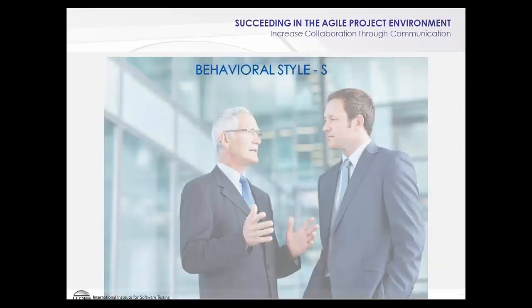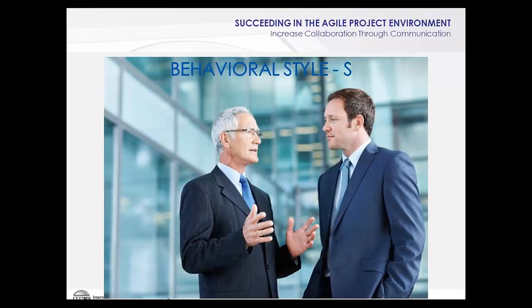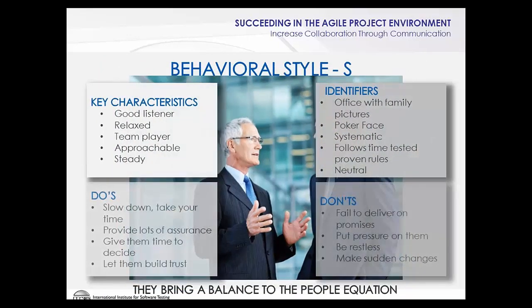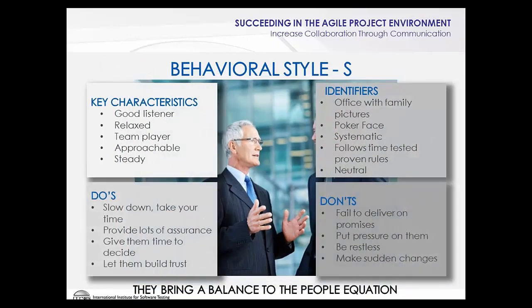So let's talk about the S style. S is for steady relator, and it represents 32% of the population. The S and the I's represent the majority of the population at 65%, something like that. These are both relationship-based styles. Relationships are very important to both the S and the I. So the S style really indicates how you respond to change, the variation, and the pace of that environment.